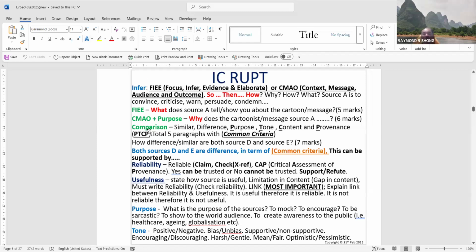So we are talking about this, Nicole. We are talking about inference now. First, we are talking about inference with 5 marks, and then inference with purpose. Why does this get 6 marks? Comparison usually has 1 paragraph of similarity and 1 paragraph of difference, and then sometimes the third paragraph might ask you for the different purpose. One purpose is to mock the government. The other one is to support the government. And the other is the tone: the tone for source A is negative, whereas for source C the tone is positive.